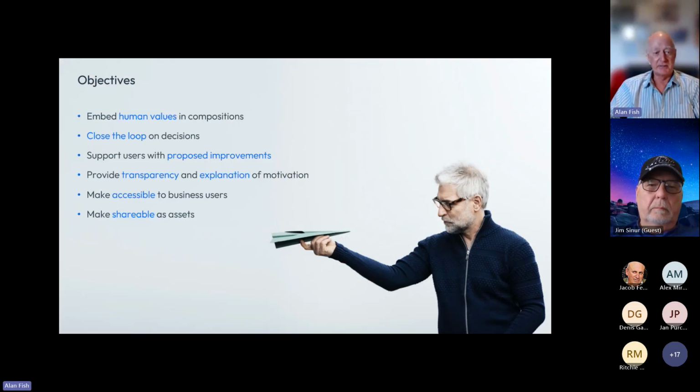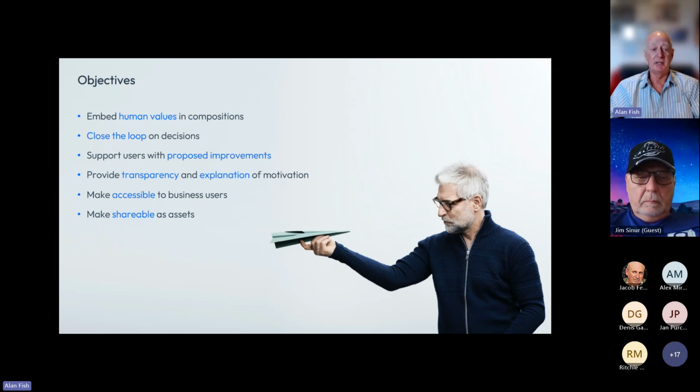These are my objectives. I want to embed human values in the compositions. I want to close the loop on decisions so that decisions are in some sense aware of whether they're working or not. I want to be able to help users by actually proposing improvements to their models based on their expressions of the value, the human values underlying their model. I want whatever approach we take to motivation to be transparent and explainable, just like the decision logic is. And I want all this stuff to be accessible to business users. I don't want it to be overly technical.